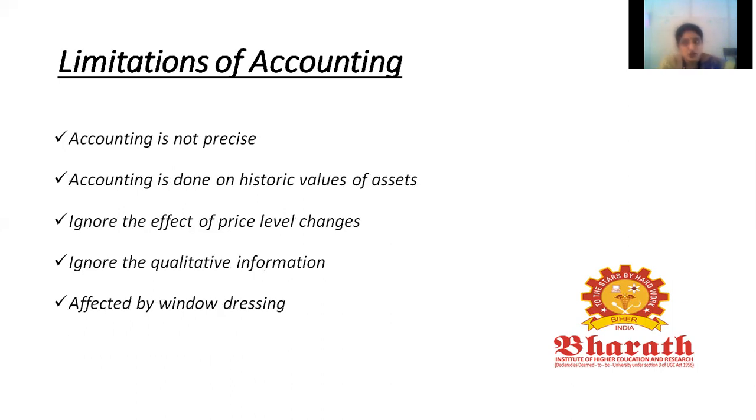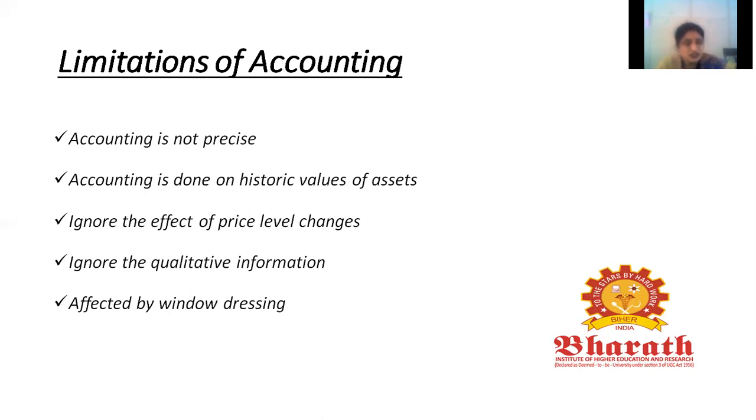And coming to the drawbacks, what are the limitations of accounting? The first limitation: accounting is not precise. It means that it is not completely free from personal bias or judgment. This is one of the limitations. And the next one is that accounting is done on the historical value of assets, which means accounting records assets at their historical cost, less depreciation. So it does not reflect their current market value. This is also one of the drawbacks.